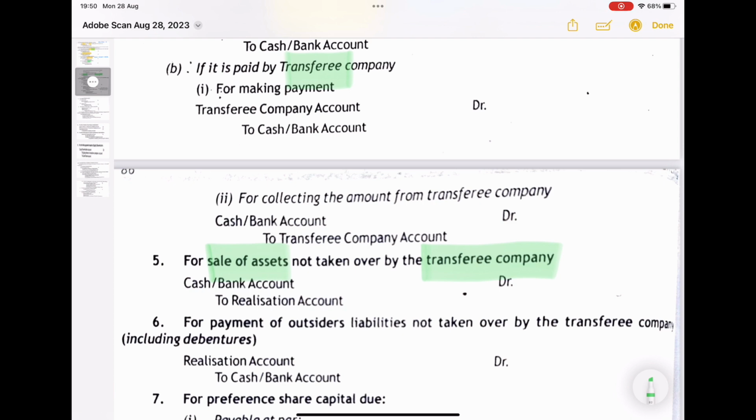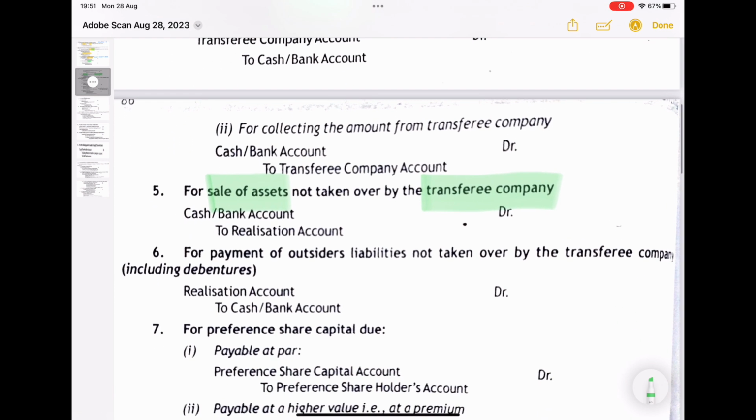So for that one, cash account debtor to realization account. Here the company itself is selling those assets to an outside person. Why am I debiting cash? Because I'm receiving cash. If I sell something, obviously I'm getting something, isn't it? I'm receiving cash. So debit what comes in. According to real account rules, debit what comes in, credit what goes out. So that is the entry we are passing over here.